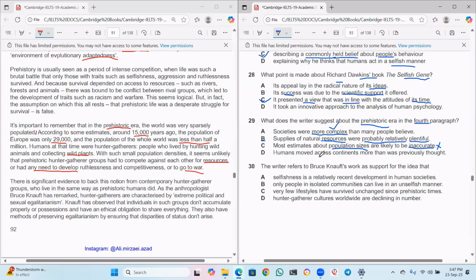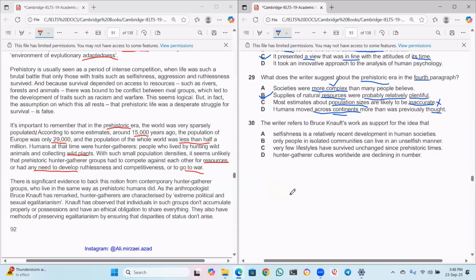Next, humans moved across continents more than was previously thought. So here, did he talk about moving across continents? That the prehistoric people moved across continents? Nowhere, right? Nowhere is it mentioned that people were moving across continents. So obviously D also cannot be the answer. So the only answer that is close enough is B. So B is my answer, guys. Right. Now let us move to the next question.